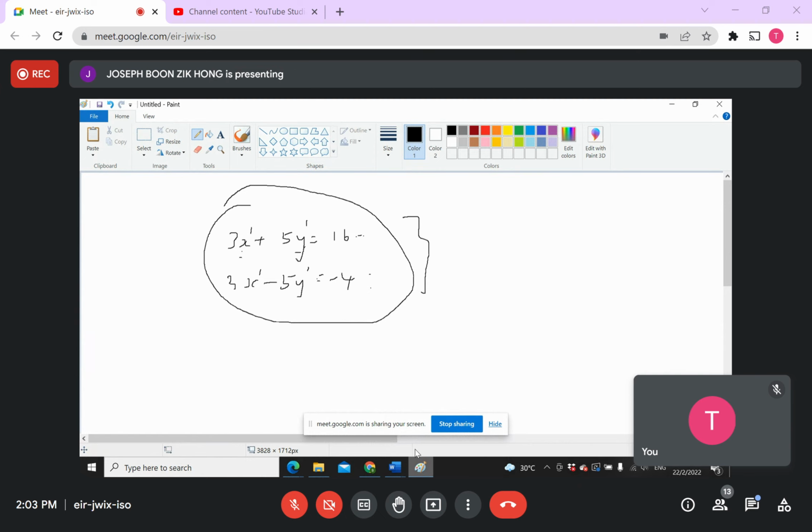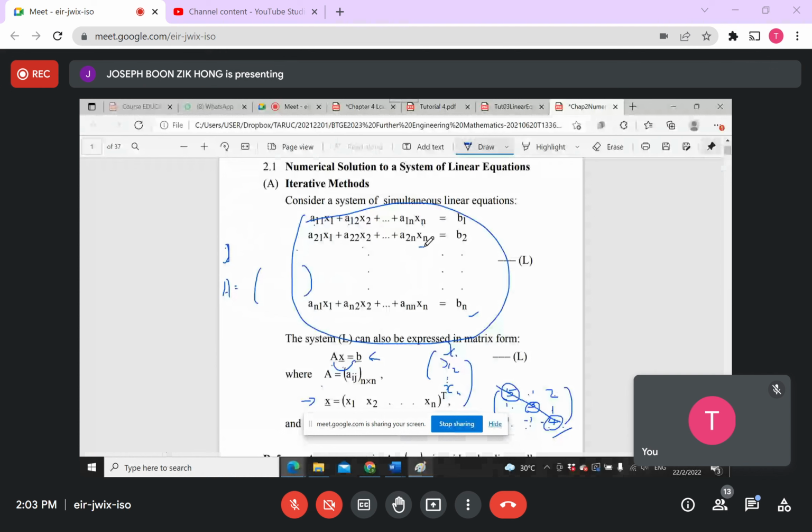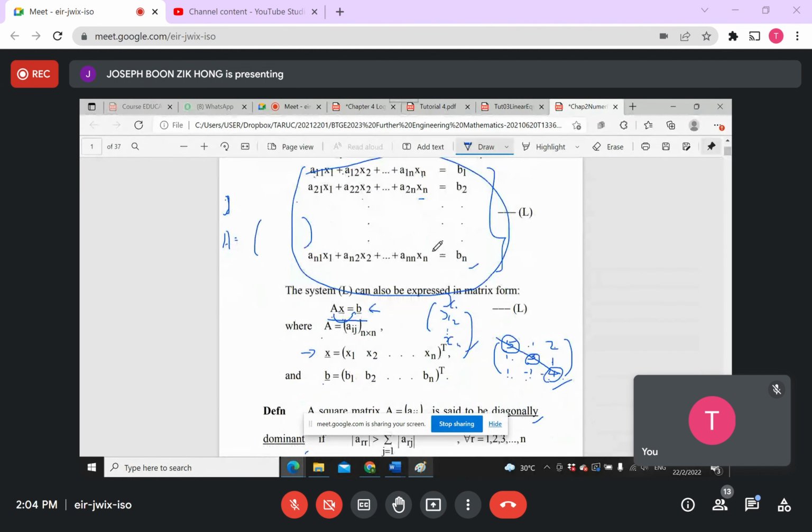If you have until xn, that means you have n unknowns, x1, x2, x3. So this one will be your unknowns. If you have n unknowns, you need n equations in order to get the answer of x. We can make this system into Ax equal to b, where your A is a11, a12, a1n, the collection of your a, your x is the thing you want to find, x1 until xn, and then b will be b1 until bn.